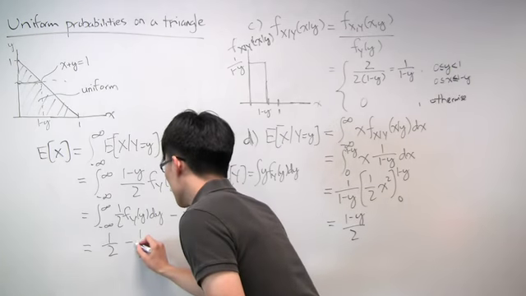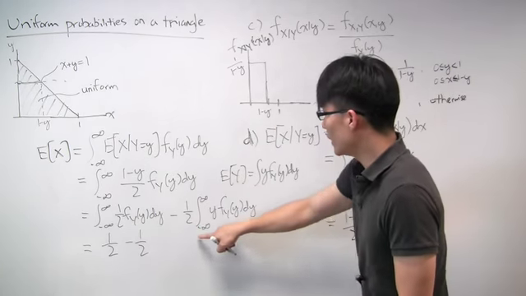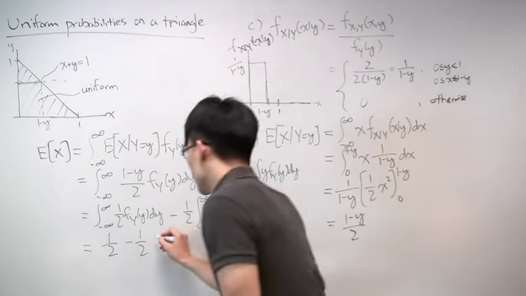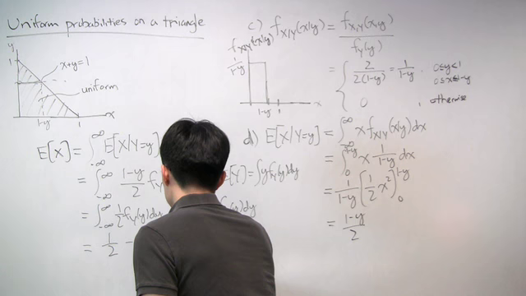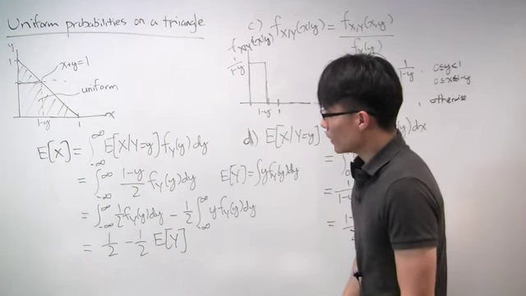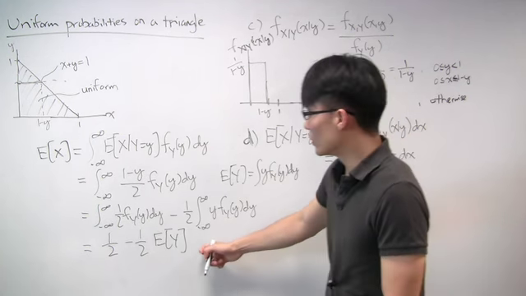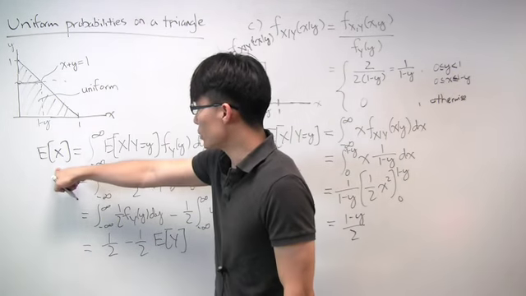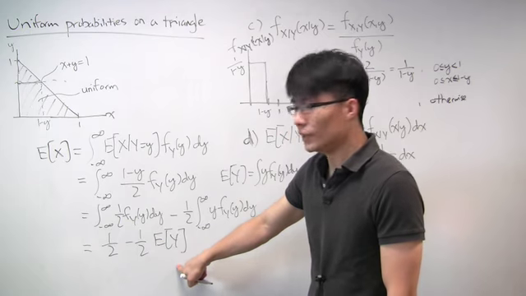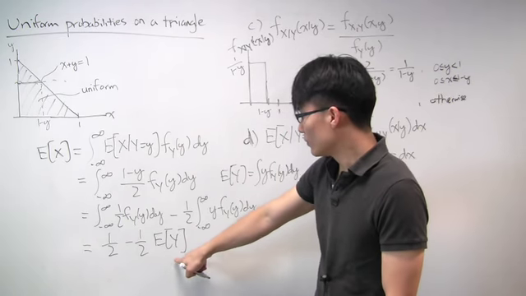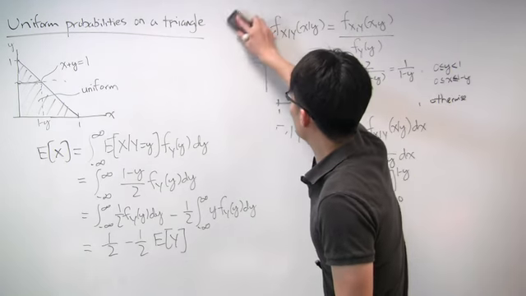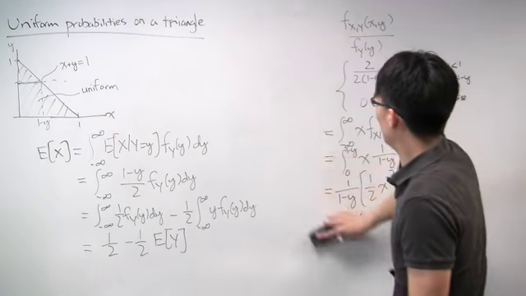And now, what is this? We get a minus 1/2. And now this, we've already said, is the expectation of y. So what we have is the expectation of y. Okay, so in the second part of this, part D, we've expressed the expectation of x in terms of the expectation of y. Now, maybe that seems like that's not too helpful because we don't know what either of those two are.